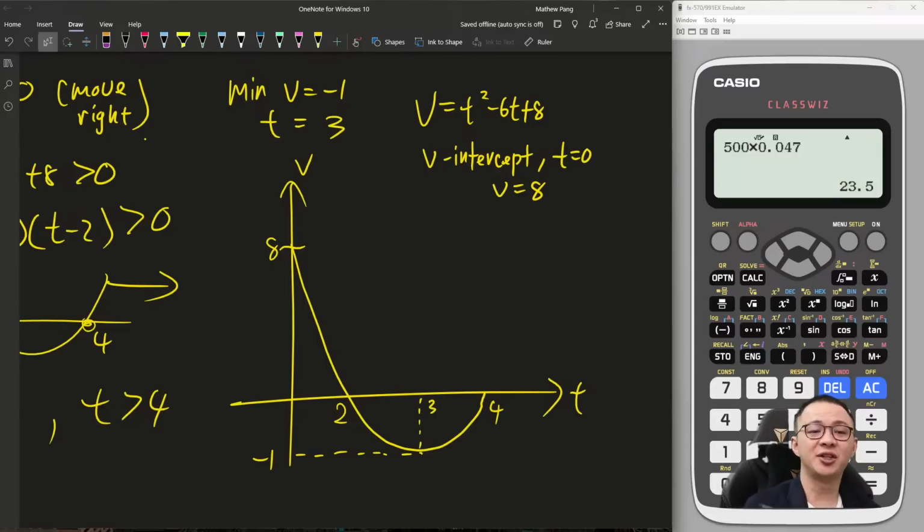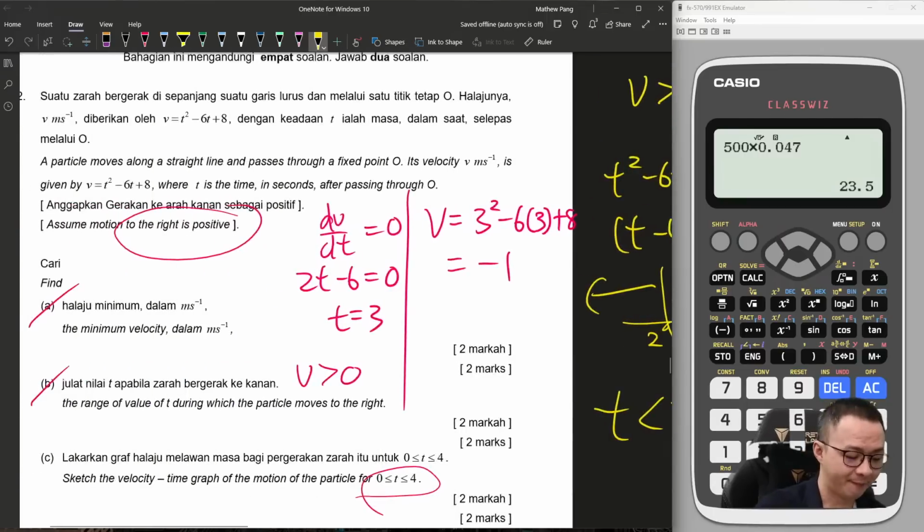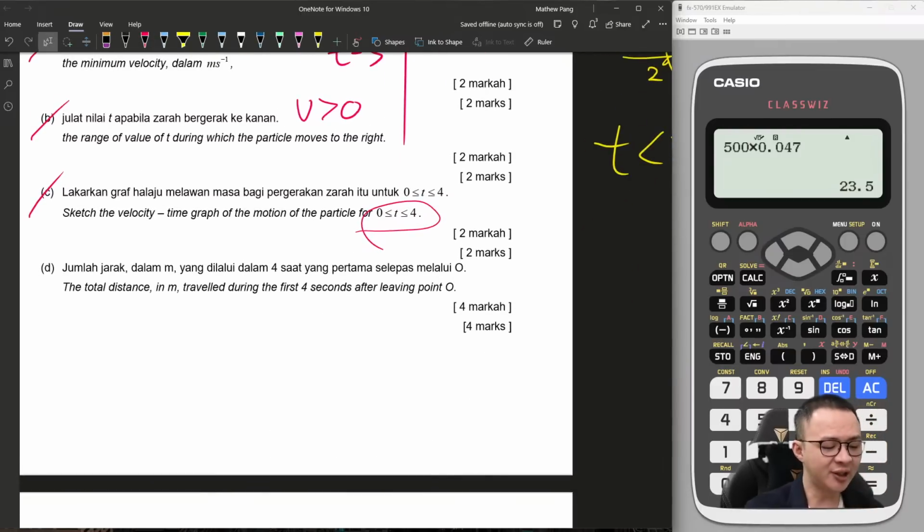And how do I know it's a U shape? Because for this quadratic equation, the coefficient of t squared is positive 1. Then I know it's a U shape. So I can draw very fast, 2 marks. Okay, lastly, the total distance traveled during the first 4 seconds after leaving a point O, 4 marks.